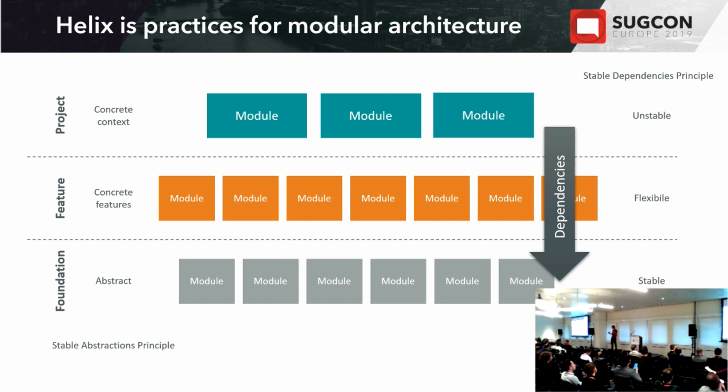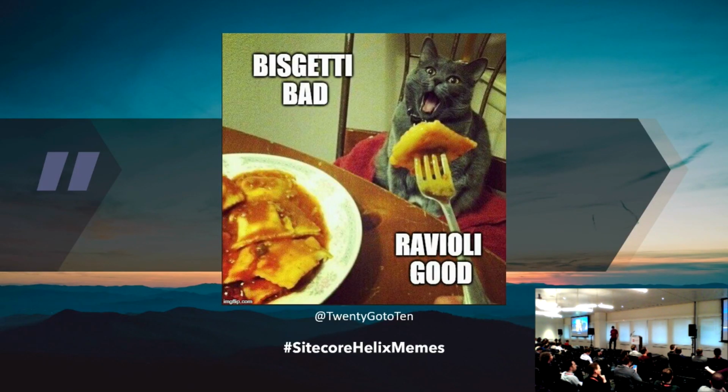Hopefully these are already familiar to you. We have the concrete features, which are potentially utilizing abstract foundation modules, then composed into modules within the project layer. And then we have rules for the dependencies between those in particular, that we don't want to have feature modules directly referencing other feature modules. And all these rules are, again, there to get you to the goals of following those core principles. So in other words, biscotti bad, ravioli good.